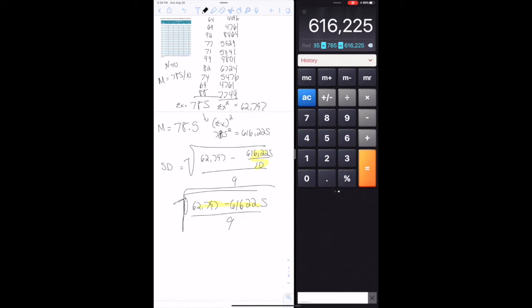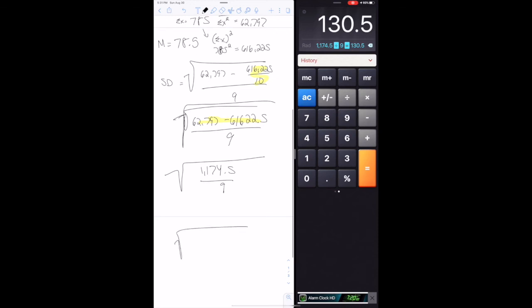So let's do this arithmetic real fast. 62,797 minus 61,622.5 equals 1174.5. Now we've got the square root of 1174.5 divided by 9. So let's do that. 1174.5 divided by 9 equals 130.5, which we take the square root of.